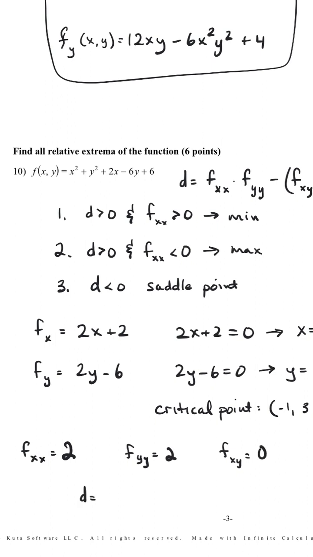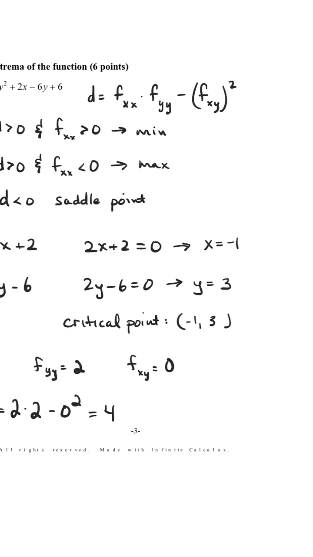So now d is equal to this second partial derivative, 2, multiplied by this second partial derivative, which is also 2. So 2 multiplied by 2 minus this partial derivative squared, which is 0 squared. And that's equal to 4. So from this, we conclude that d is greater than 0. That second partial derivative was also greater than 0. So it means it's a minimum value.